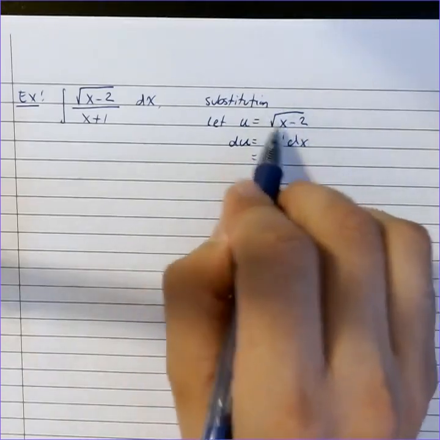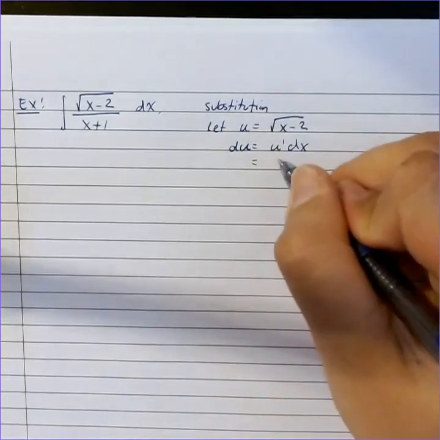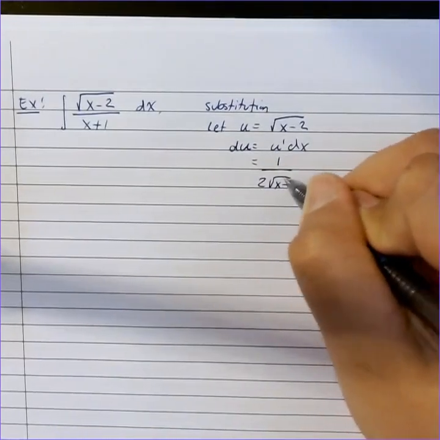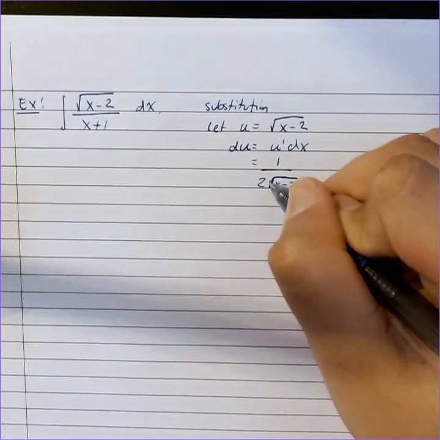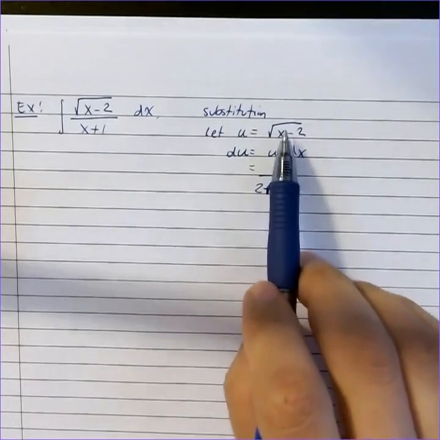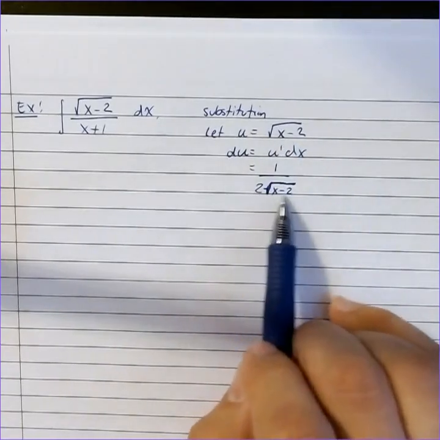All right, well the derivative of this, the derivative of the square root of something is 1 over 2 root of that something. That's something we do to death in Cal 1. The derivative of the square root of something is 1 over 2 root of that something.